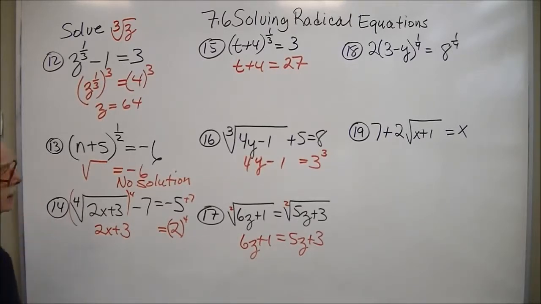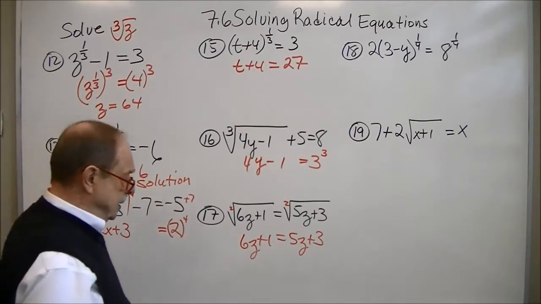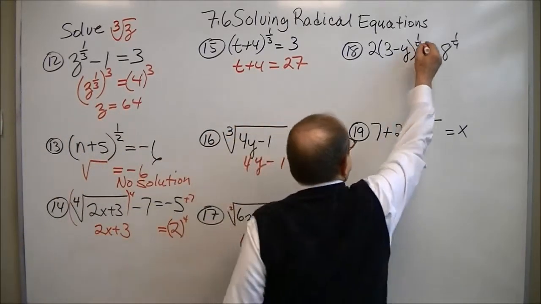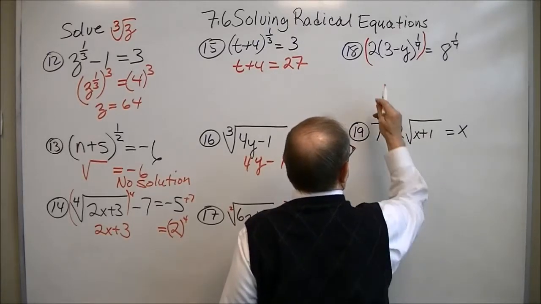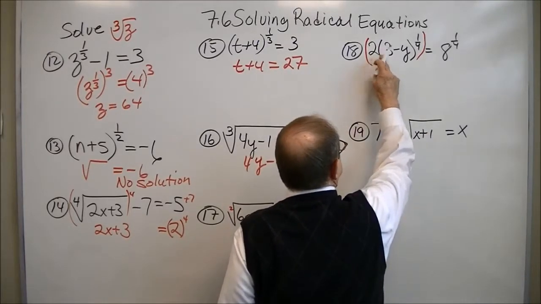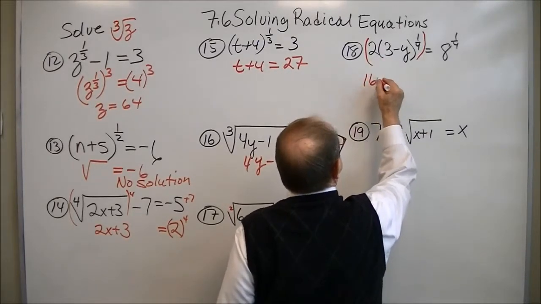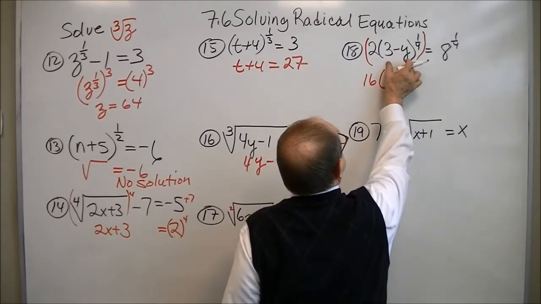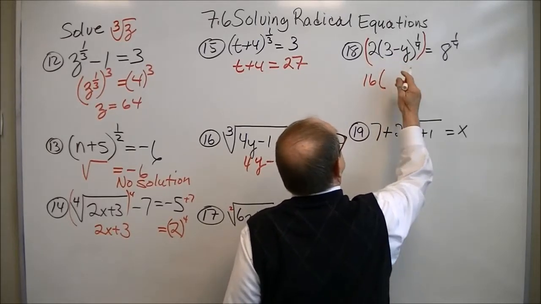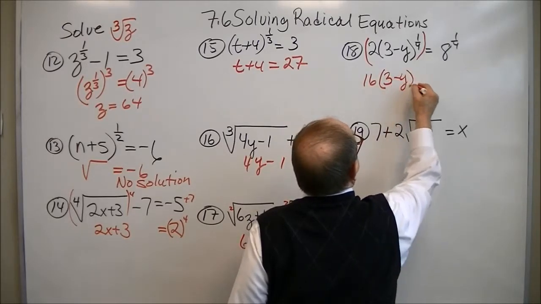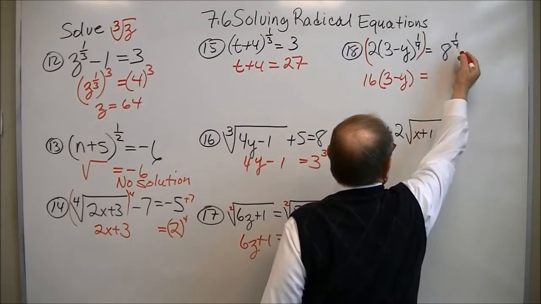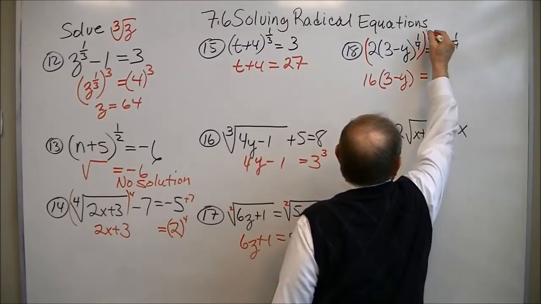Number 18 is a little tricky, because if we raise both of these to the 4th power, the 2 now becomes a 16 times this, which is just that, and then this just becomes 8, raising this to the 4th power.